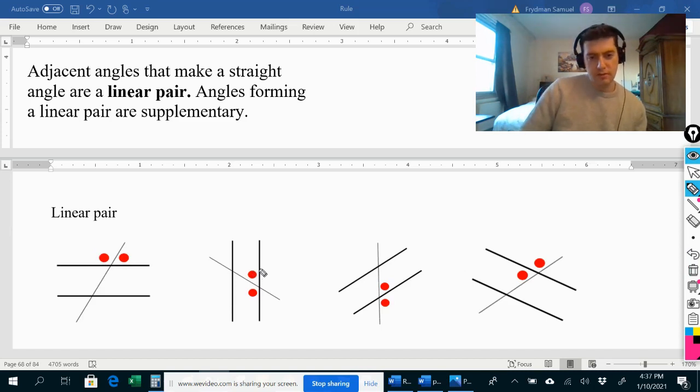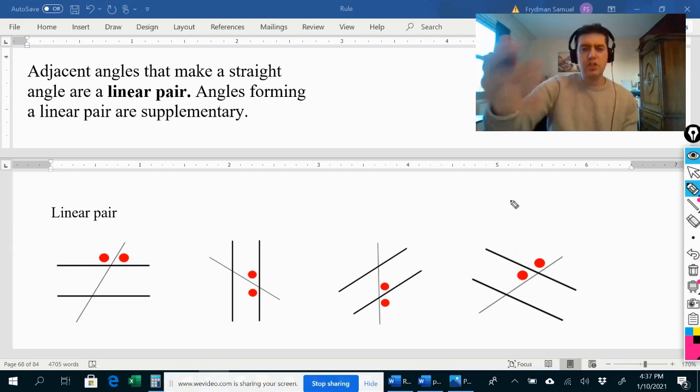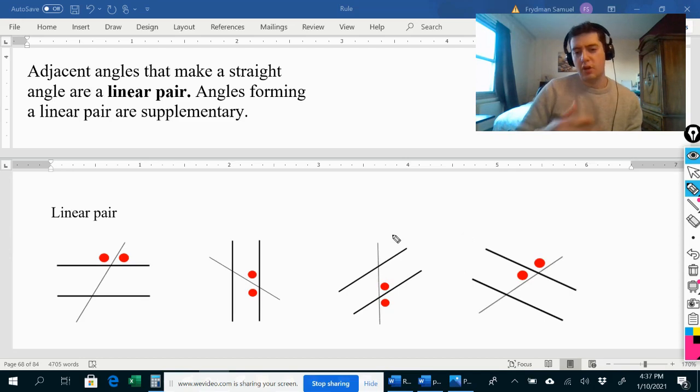They form a straight angle over here. They're adjacent, they form a straight angle. These two would be linear pairs, right? And these two would also be linear pairs. So just some examples so you can see linear pairs occurring in other diagrams. Because again, the parallel lines don't always have to be horizontal like they are here.